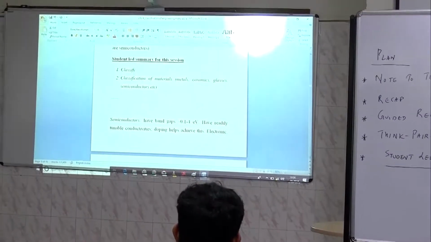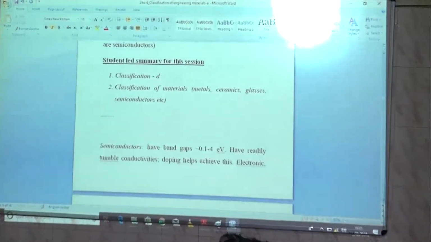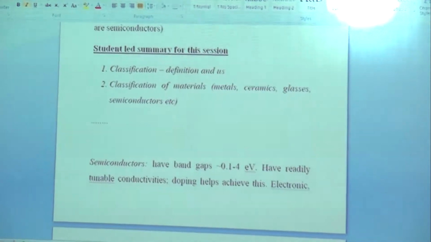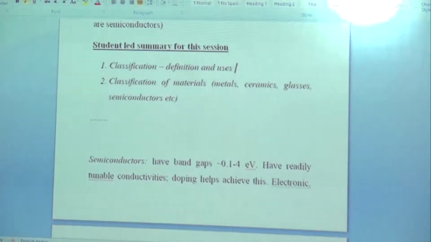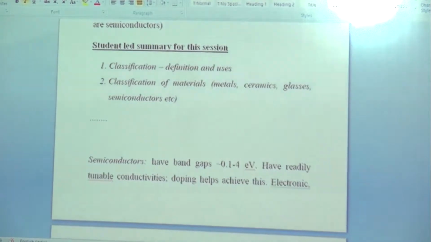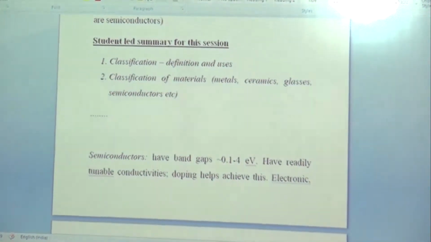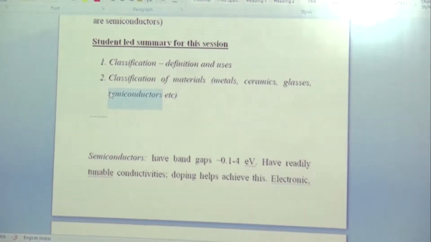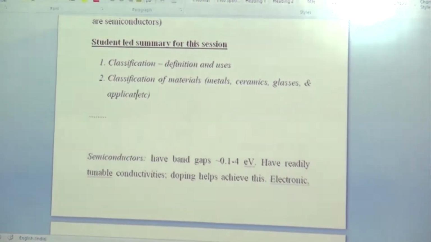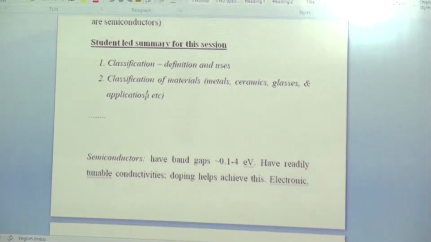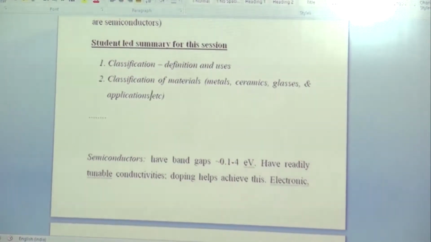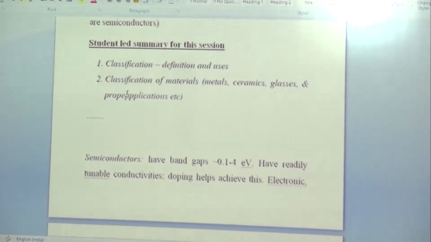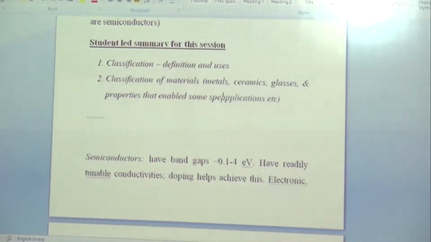So we learned what classification is and definition and uses, right? All right. Very good. And we have learned some of the attributes of metals and ceramics. And we have discussed the relevant applications based on the properties of these metals and ceramics. Wonderful. So we connected the application to the property, right? So we tried to look at properties that enabled some specific applications. Very good. So that is what we looked at.